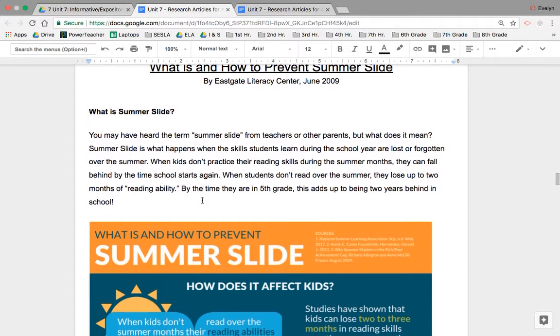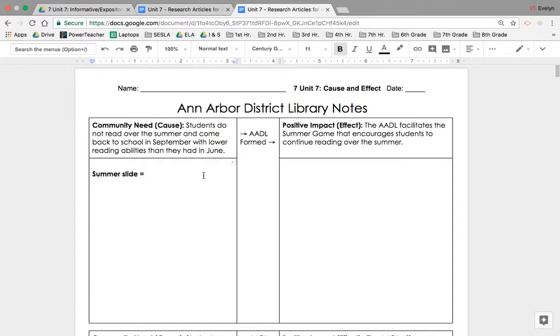I'm looking for other facts as well. I noticed this: when students don't read over the summer, they lose up to 2 months of reading ability. That's a lot. So now I'm going to put that in my own words. Not reading over the summer equals loss of 2 years reading ability. Notice that I'm putting the facts in my own words.